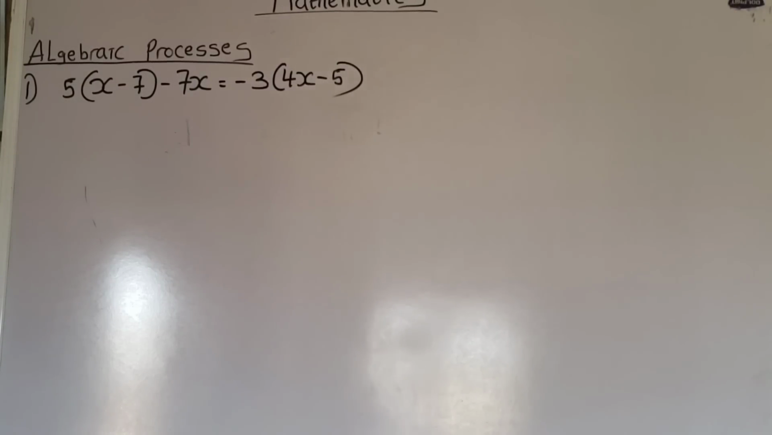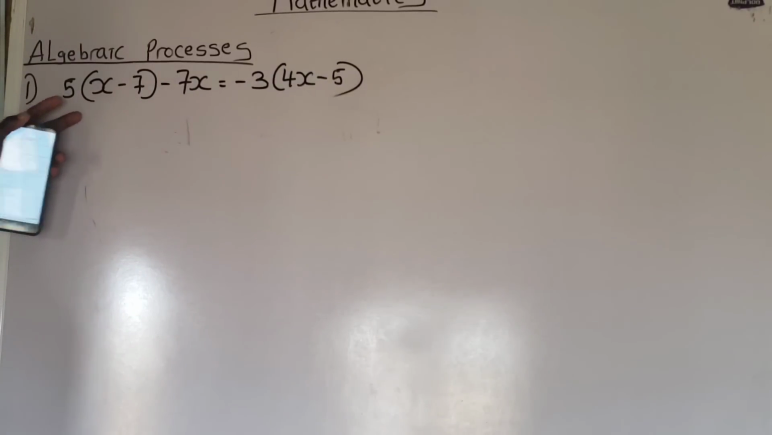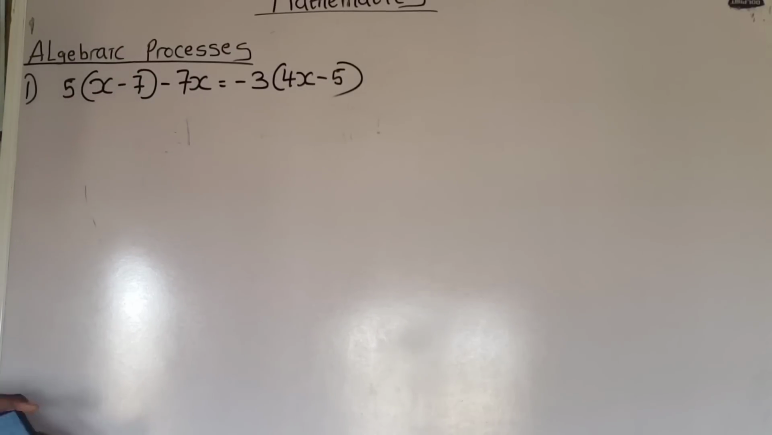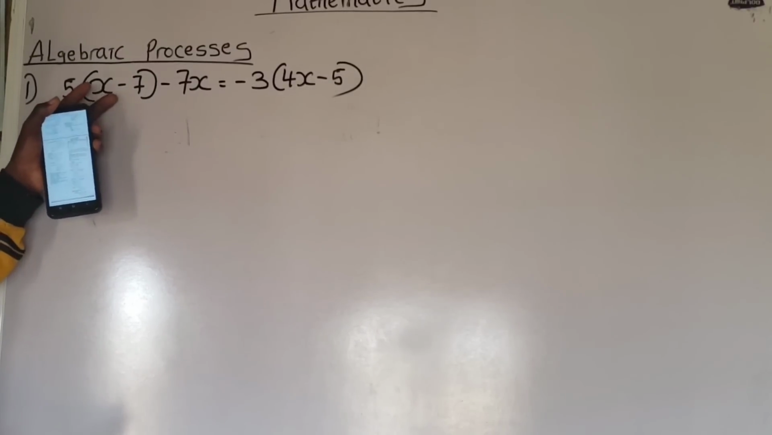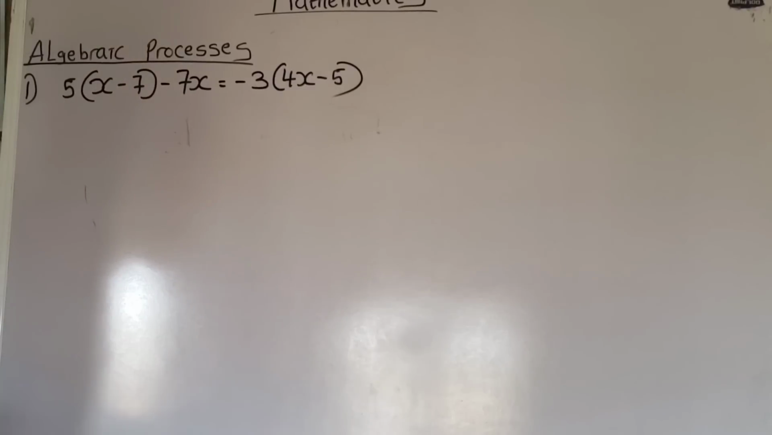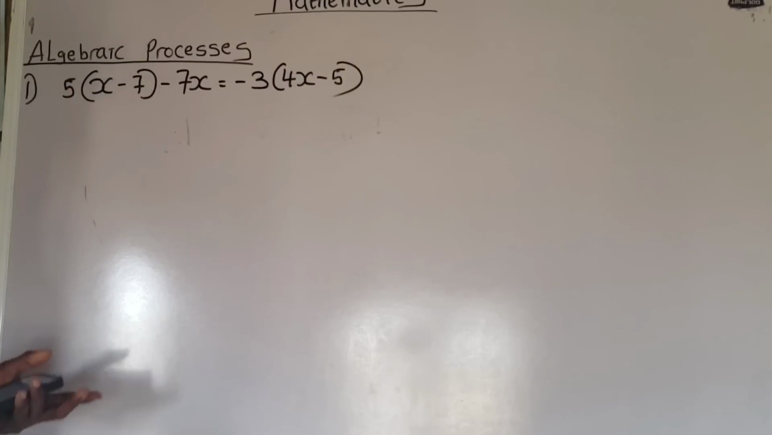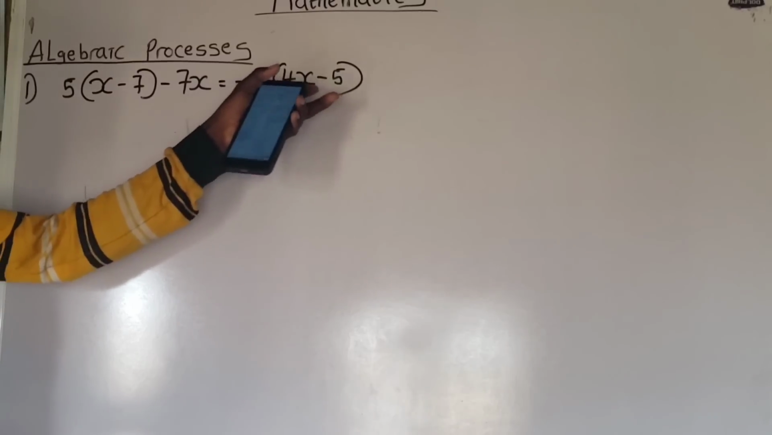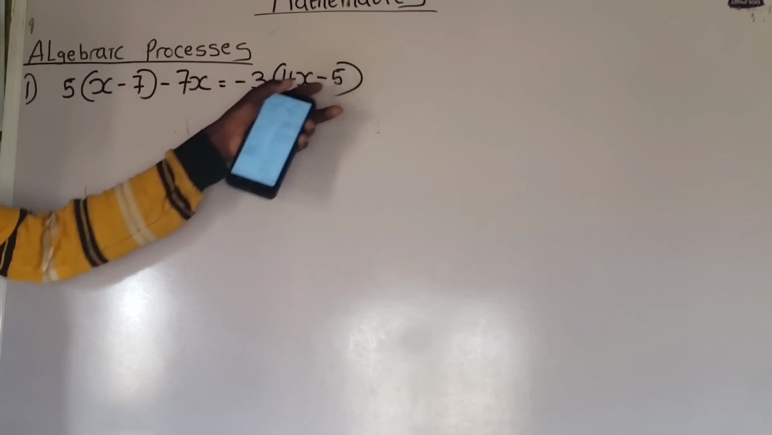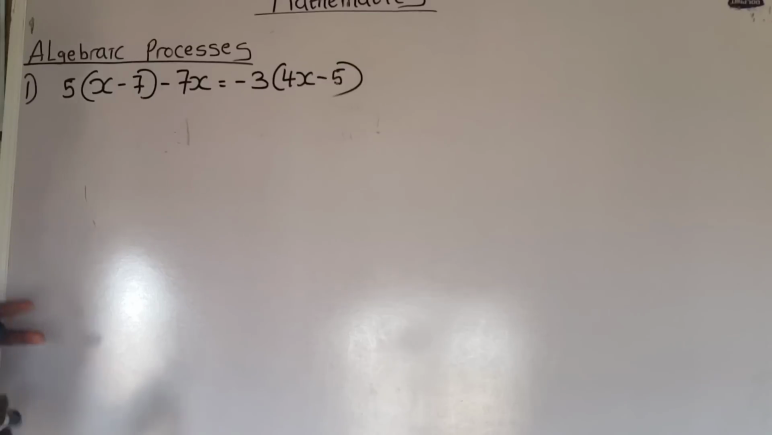Multiplication, addition, and subtraction. Okay, so now look at this. On the left hand side of this equation, we have x minus 7. We cannot subtract x from 7, you understand? So we are not going to do anything with the bracket now, because we cannot take x away from 7. And likewise in this place, we cannot take negative 5 from 4x. You understand?